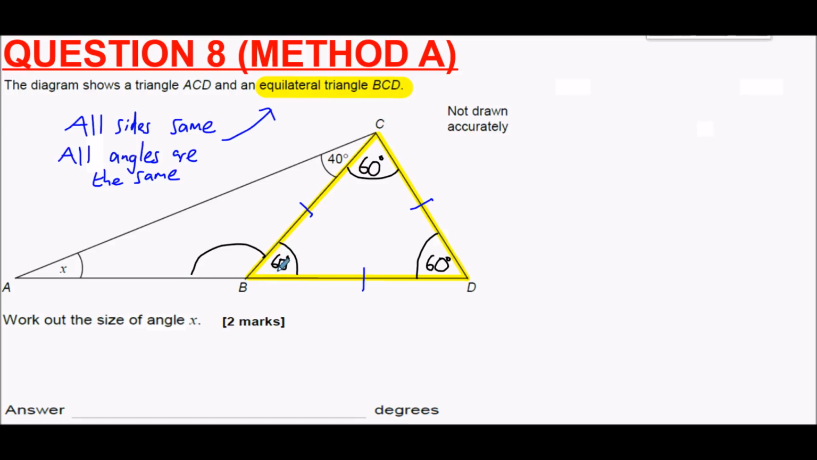Now 60 degrees and this angle here touch together at B and are on a straight line. Angles that join at a point when on the same side of a straight line will add up to 180. And so these two over here will total 180. So the angle at B, angle ABC, will be 180 take away 60, which your calculator should tell you is 120 degrees.